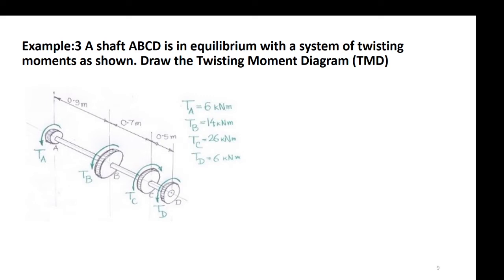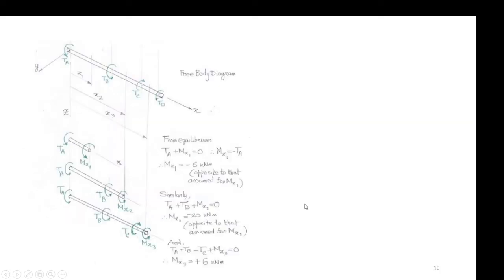So the torques or the moments, twisting moments, are applied around the x-axis, which is the axis shown here, with the moments TA, TB, TC, and TD with the magnitudes shown on the right side and the direction shown on the diagram. Now you need to draw the twisting moment diagrams for the shaft. So AB, BC, CD, these three shafts. So how to draw it?